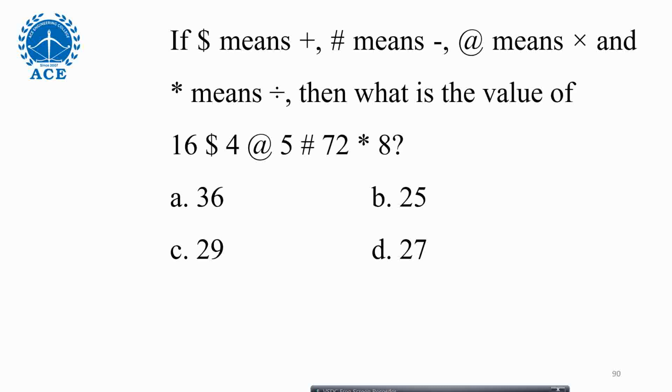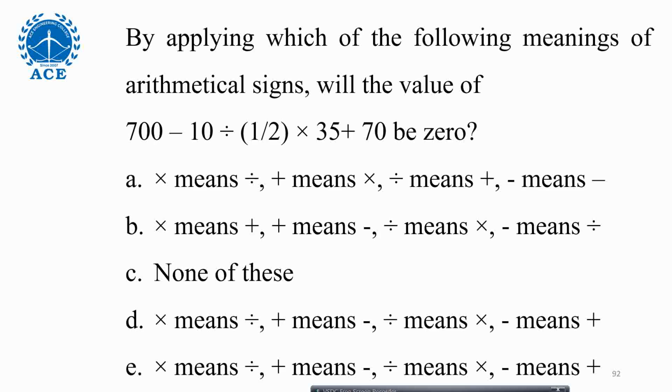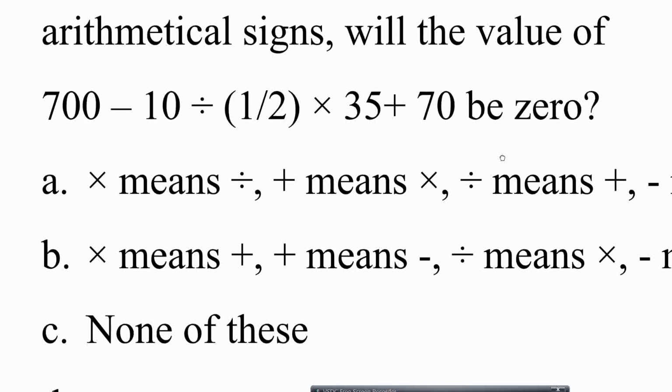I think this we discussed. 27. Now the result should become 0. What are the changes you need to do? So this is the question. You want to make the result 0. Solving that equation using which rule?